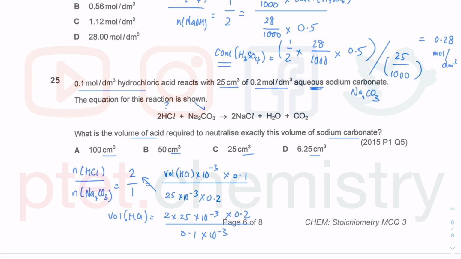So avoid pressing your calculator from the very early stage until you rearrange your equation, because you want to be able to check your working that they are correct before you press your calculator. So I get 100. The unit will be in cm cube, because I had assumed that it was in cm cube. That's why I have times 10 to the minus 3, because in cm cube, convert to dm cube, I need to divide by 1000. That's why the volume here is in cm cube. And the correct answer there must be A, 100 cm cube.